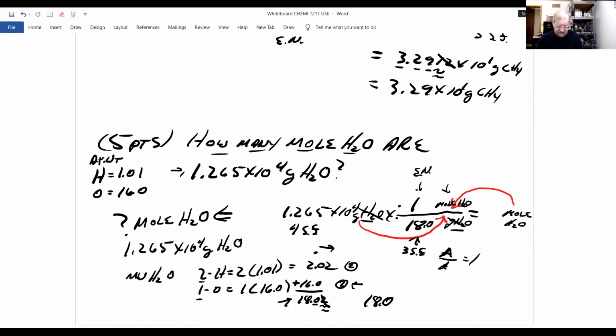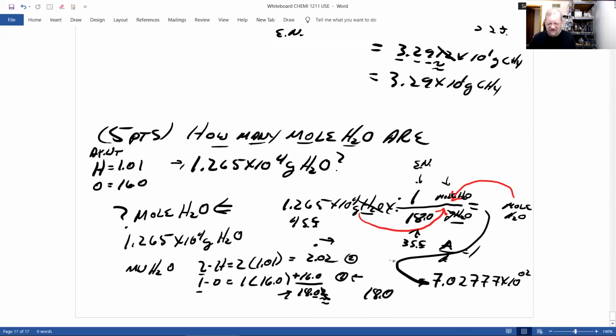So let me put in 1.265 E 4 divided by 18.0. And my calculator, and I'm going to move it down here, gives me this number. There are a few more sevens I have, but I'm not going to write them down. And I'll let you round that off to 3 significant figures.